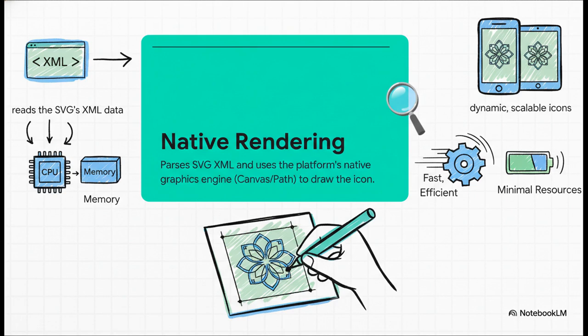B4XDaisySvgIcon does it the smart way. It actually reads the SVG's code and uses the platform's own high-speed graphics tools like the canvas and path objects on Android to draw the icon. That means it's incredibly fast, super efficient, and light on resources.